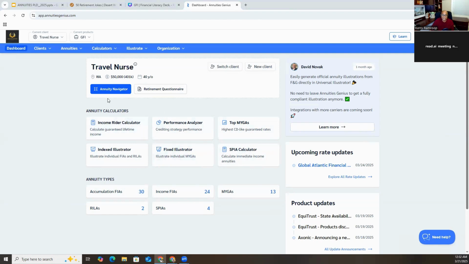In case you're not sure, you could always use the navigator, and it uses AI to help you make decisions. In this situation, we have a travel nurse. She's 40 years old. She has about 100,000 in an old 401k, which is about below average, and she wants to move 50,000 into a fixed index annuity. We're going to look at some of the reasons why this might help, but let's just use the performance analyzer, one of the calculators, to help us out.